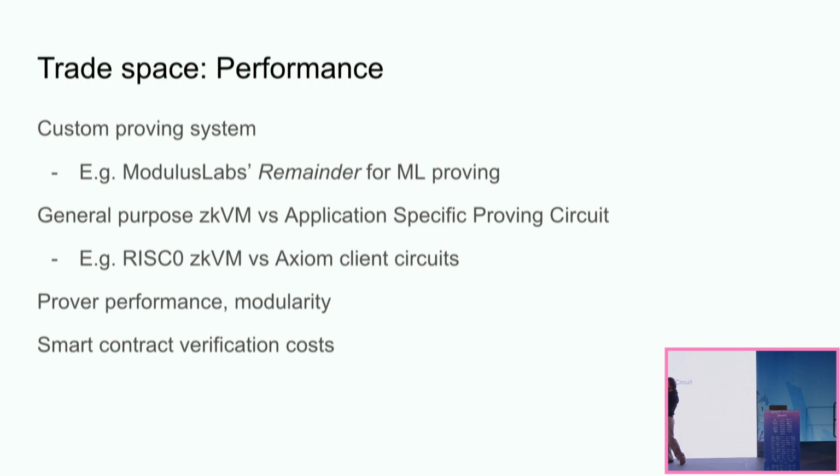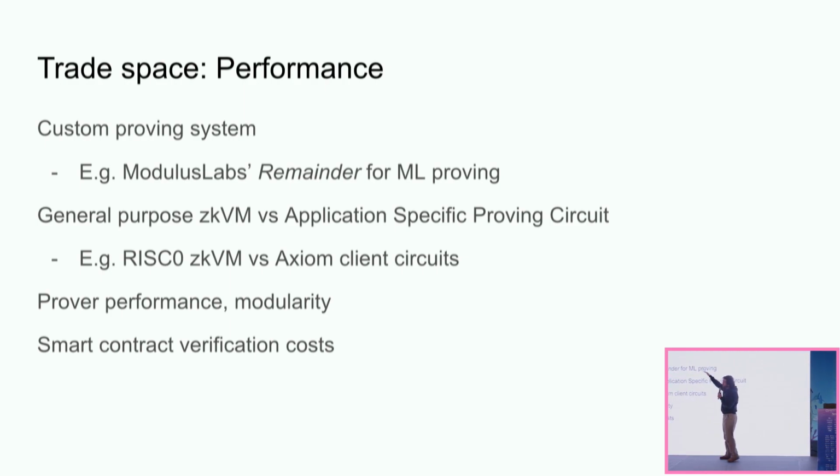One, you can start with a custom proving system. Rather than using something like Plonk with KZG, you can design your own proving system from the ground up to be super performant for the specific computation that you're trying to prove. Modulus Labs has done this for ML proving. They just published a paper on this proving system, Remainder, which is tailored specifically to the types of computations that they want to prove. Pretty amazing stuff, right? But pretty deep in the stack. It's at the base layer of your stack.